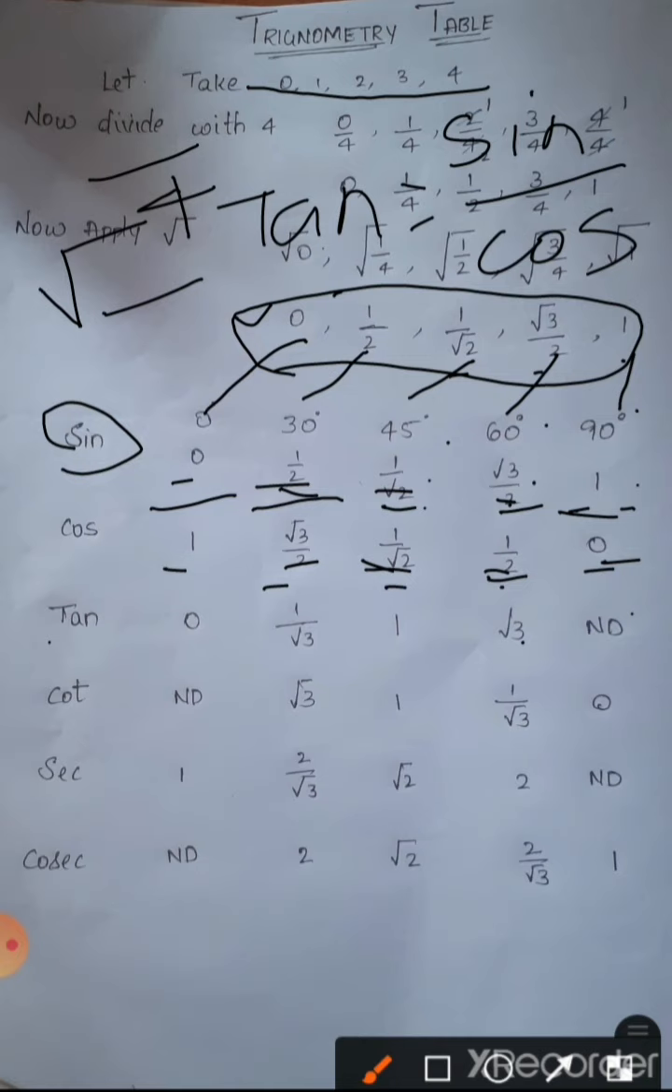Coming to cot theta: at 0, the reciprocal of 0 is not defined. Here the reciprocal of 1 by root 3 is root 3. Here the reciprocal of 1 is 1. Here root 3 at 60 degrees, its reciprocal is 1 by root 3. And at 90 degrees, the reciprocal of the undefined value is 0.